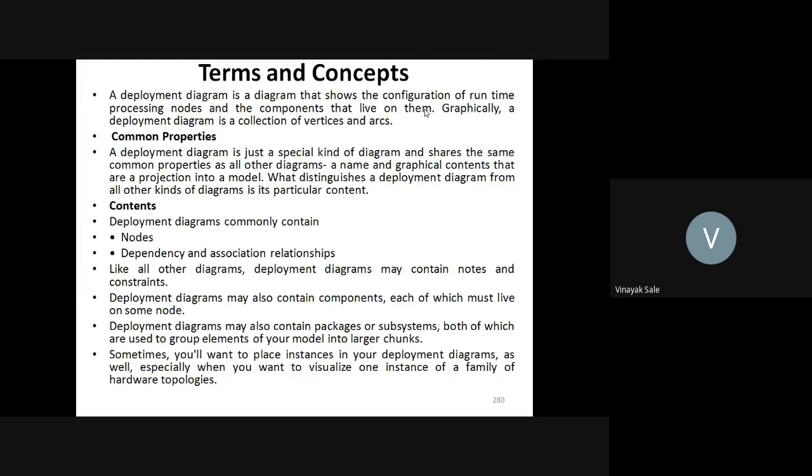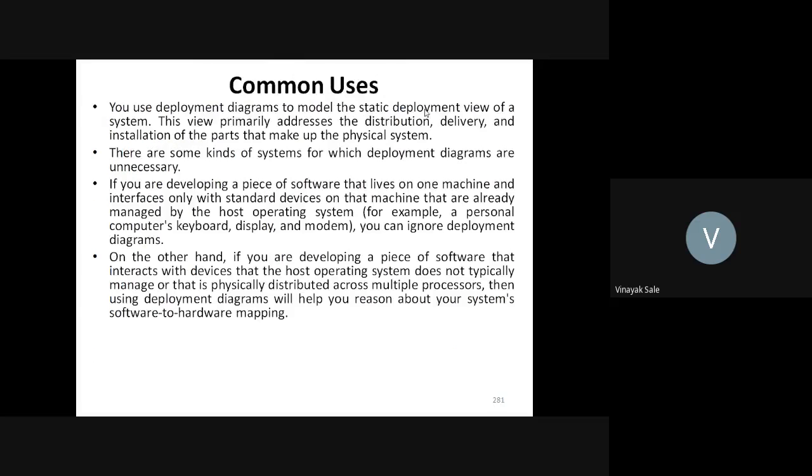Deployment diagrams may also contain components, each of which must live on some node. They may also contain packages or subsystems, both of which are used to group elements of your model into target chunks. Sometimes you will want to place instances in your deployment diagrams as well, especially when you want to visualize one instance of a family of hardware topology.